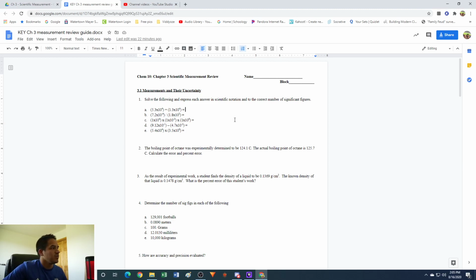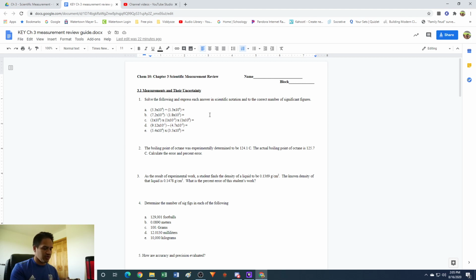Alright, let's begin here. Number 1, it says solve the following and express each answer in scientific notation and the correct number of significant figures. So basically all we're going to do here is plug these numbers into our calculator, get an answer, and really just look to round to the proper number of sig figs.